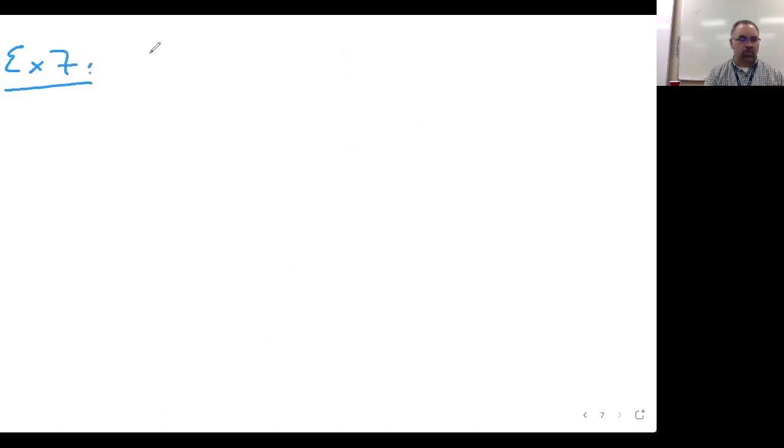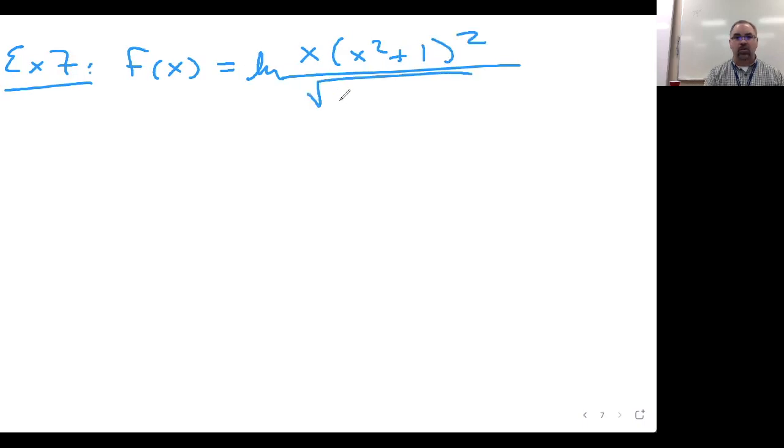Example 7. The dreaded, the feared, the colossal natural log of x times (x squared plus 1) quantity squared over the square root of 2x cubed minus 1. What? I know, it looks tough. It is tough, okay? I do not want to do u prime over u just yet, guys. There's so much we can do here with our rules for logarithms. I mean, just taking the numerator and the denominator apart, right? Oops, there we go.